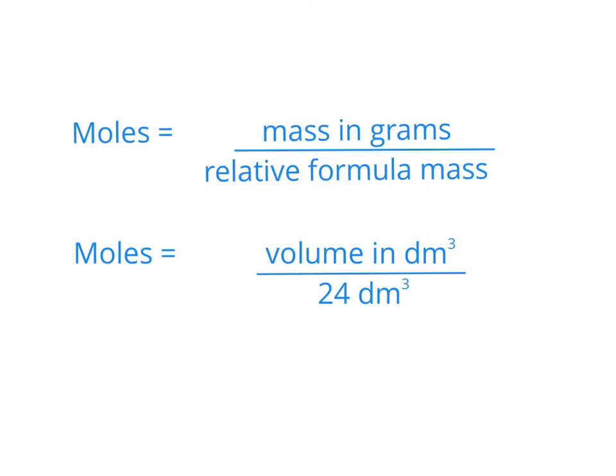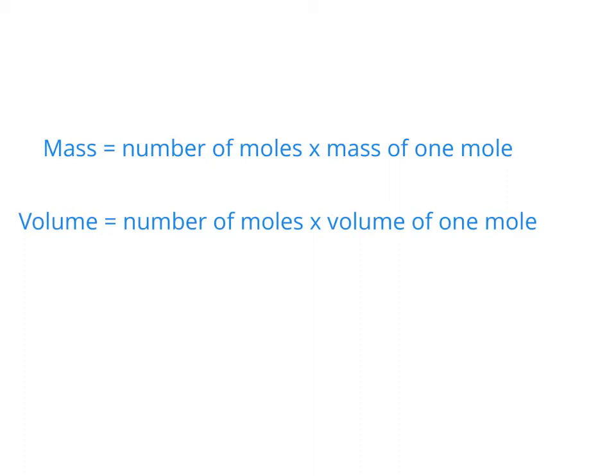So this is the way we would normally have it in the triangle, with mass in grams at the top, relative formula mass at the bottom, volume in decimeter cubed, and 24 decimeter cubed. Let's look at another way that we could write these equations out. So we could write them in terms of mass and volume.